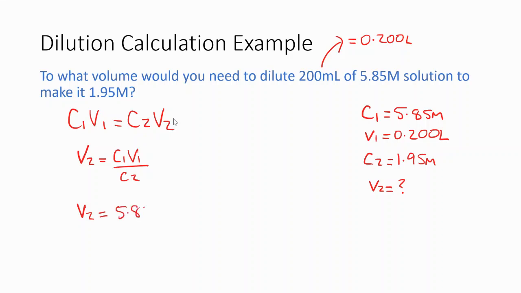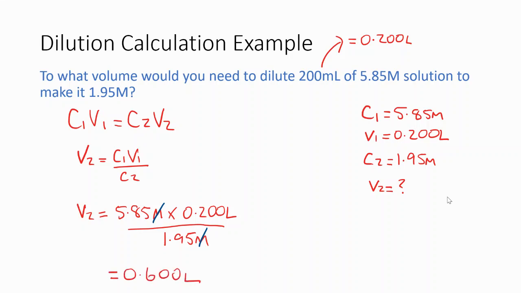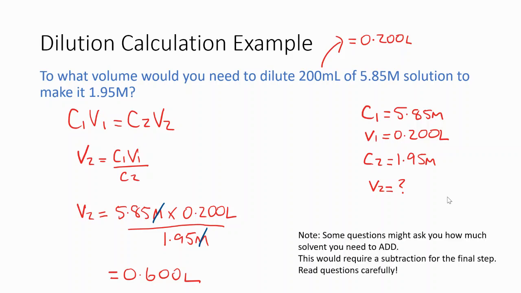Let's plug our values in. So we've got our C1V1 up the top, and our C2 down the bottom. What you'll notice here is that the two units, M for molarity, are going to cancel out. And the only unit we have left now is L for litres, which is what you'd expect since we're after a volume. This is what we get when we type this into the calculator. We have 0.600 litres of volume for V2.